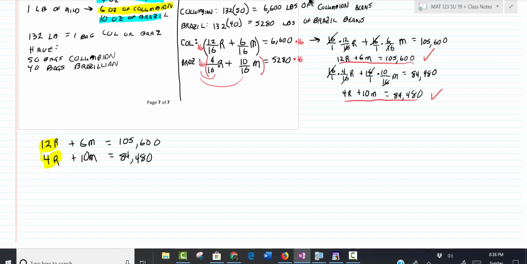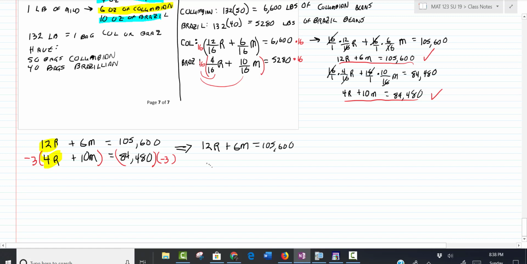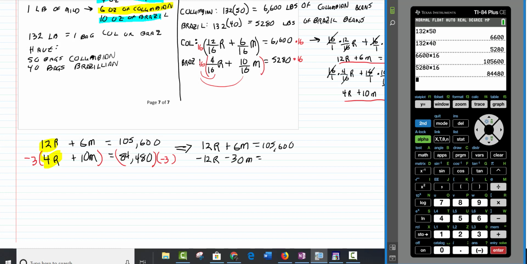So the way I'm going to look at this is these things I want to cancel out. I'm going to make a decision to get rid of the R's. So if that's 12, I want this to become negative 12. So what I can do is multiply this by negative 3. Then I would have no choice but to multiply that by negative 3. Taking it from here, the top equation's unchanged, so you just bring that down. Then we have negative 12R minus 30M. I'll take my calculator.